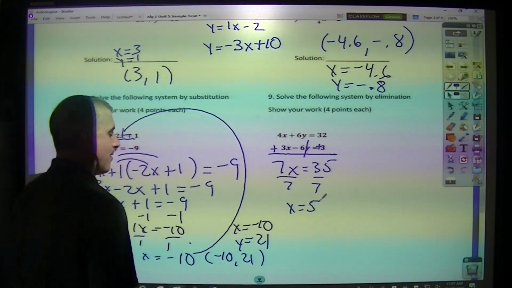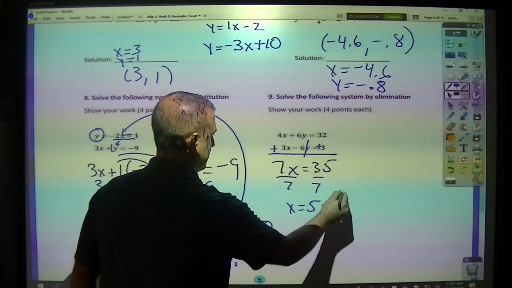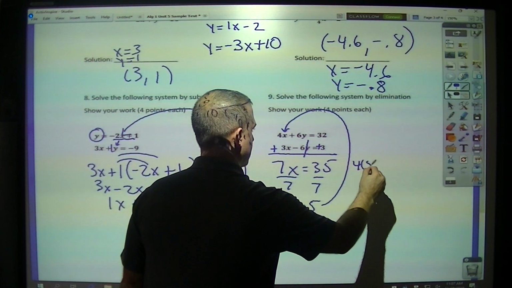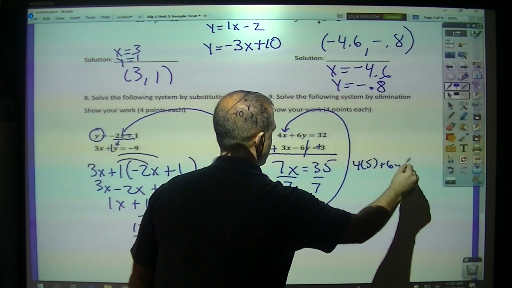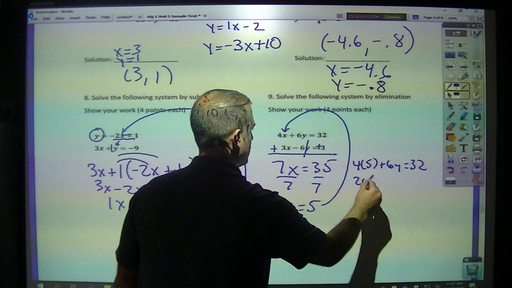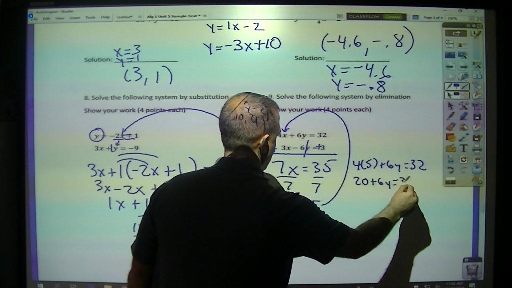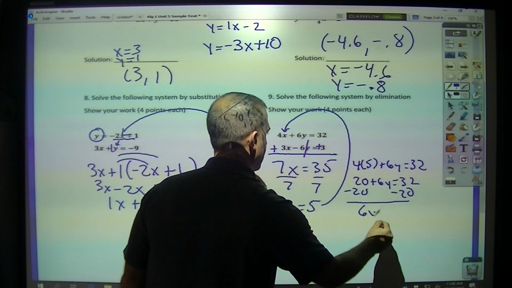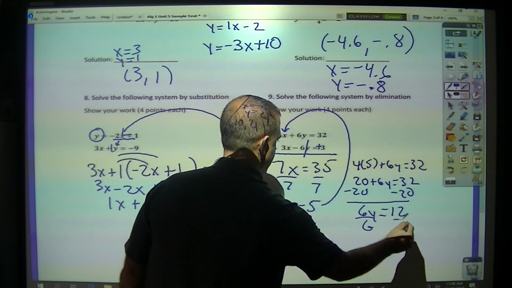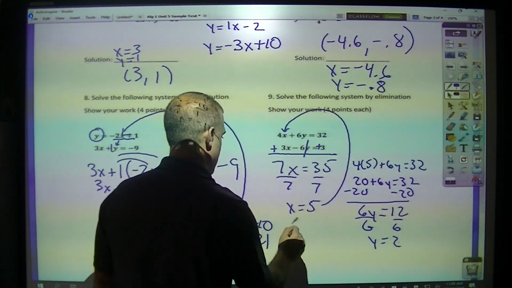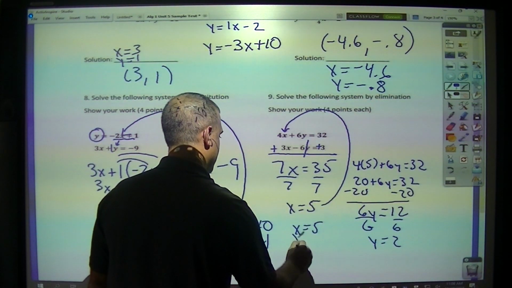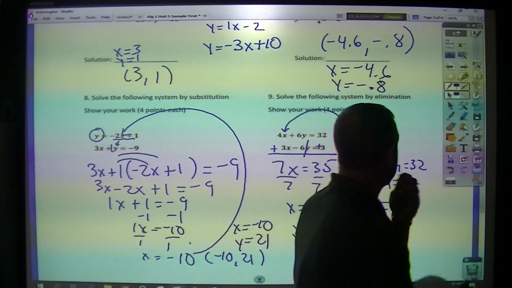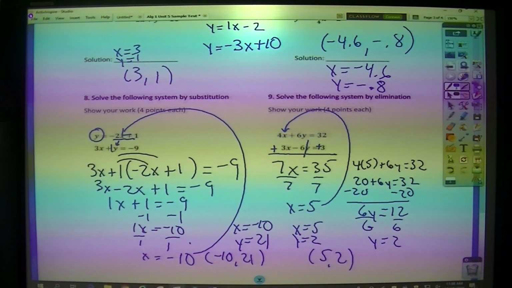X equals 5. Now, to make this easy on myself, I'm going to put that back into that top row. So that's 4 times 5 plus 6y equals 32. 4 times 5 is 20. I would subtract 20 from both sides. I got 6y equals 12. Divide by 6, y is 2. So I can write my answers as this or this. Okay, moving on to the next ones.